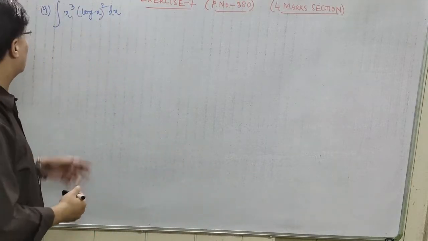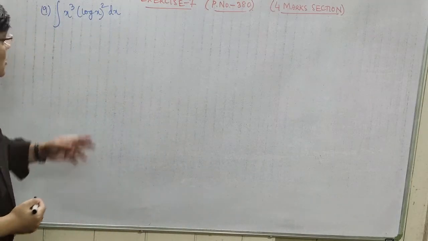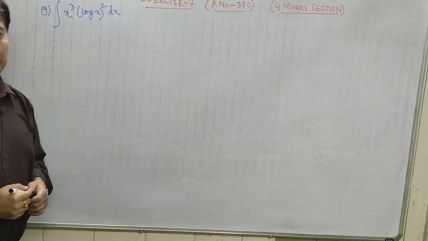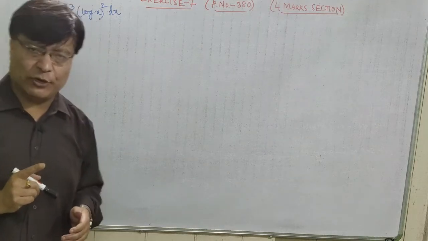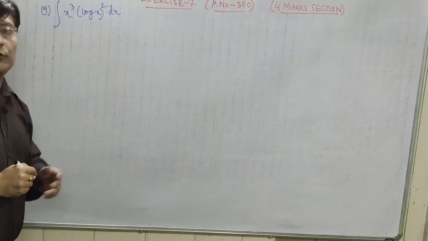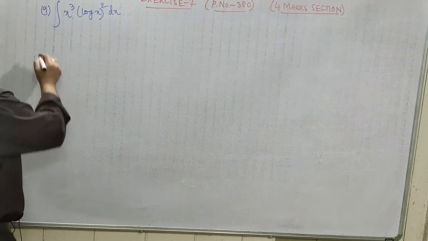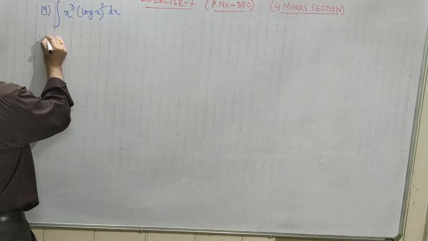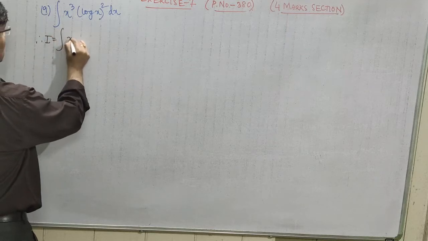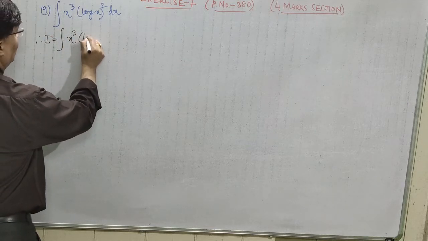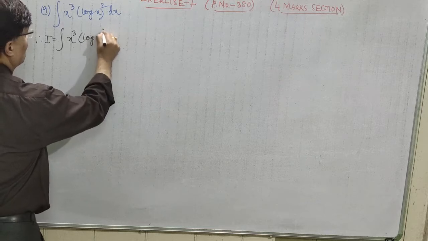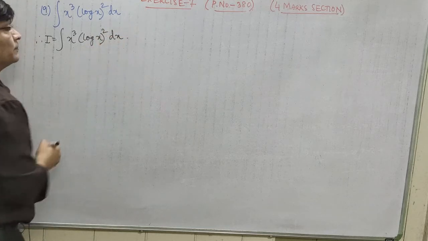So now we'll do the next question, that is question number 9. So let us evaluate this integration. That is integration of x cube log x whole square dx. So therefore this is I is equal to integration of x cube log x whole square dx.